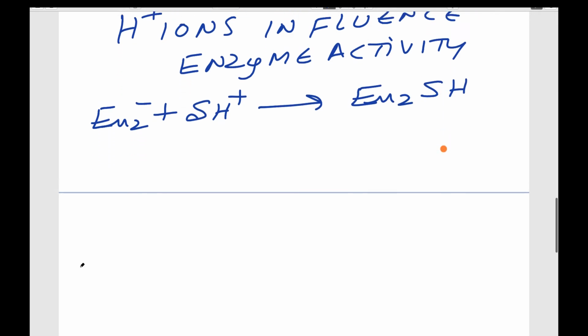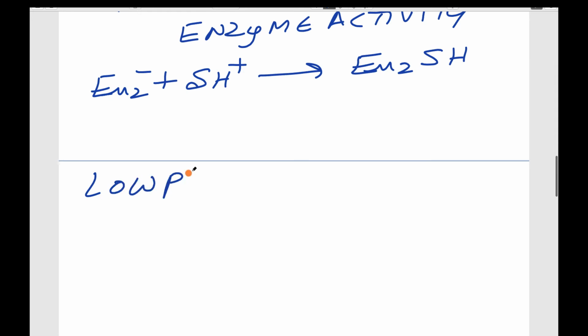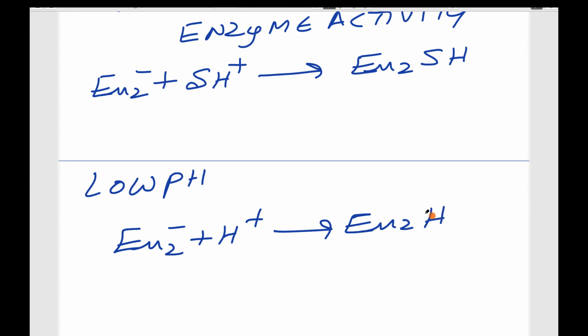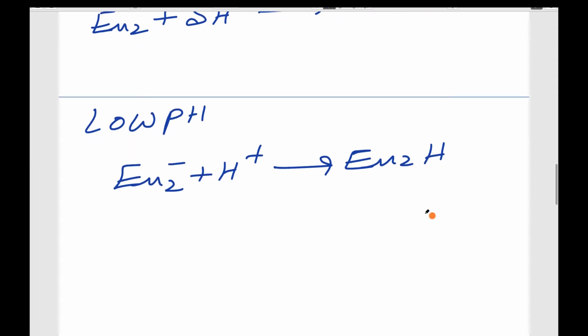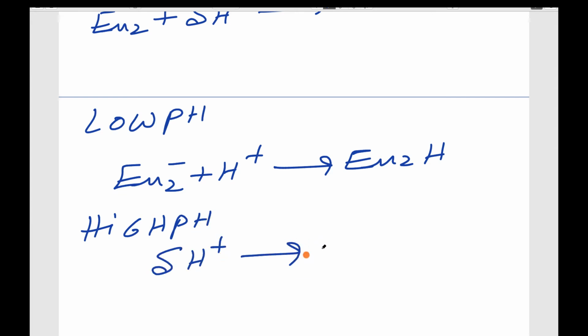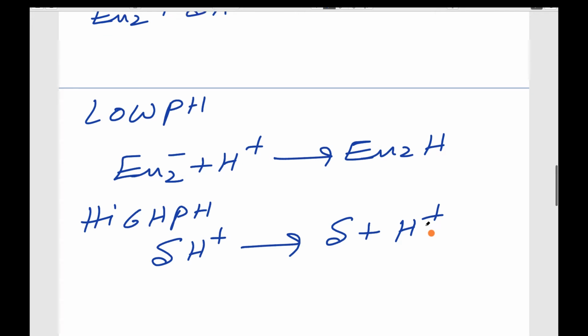At low pH, what will be the consequence? The enzyme will be protonated. A protonated enzyme cannot combine with the positively charged substrate, so no reaction can take place. At high pH, the substrate will be dissociated, so there is no charge on the substrate. Then it cannot combine with the enzyme, so no reaction will take place.